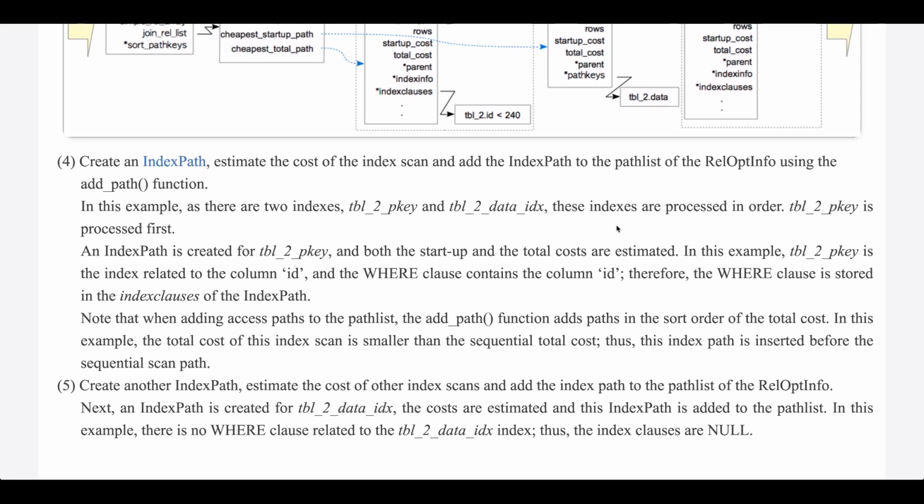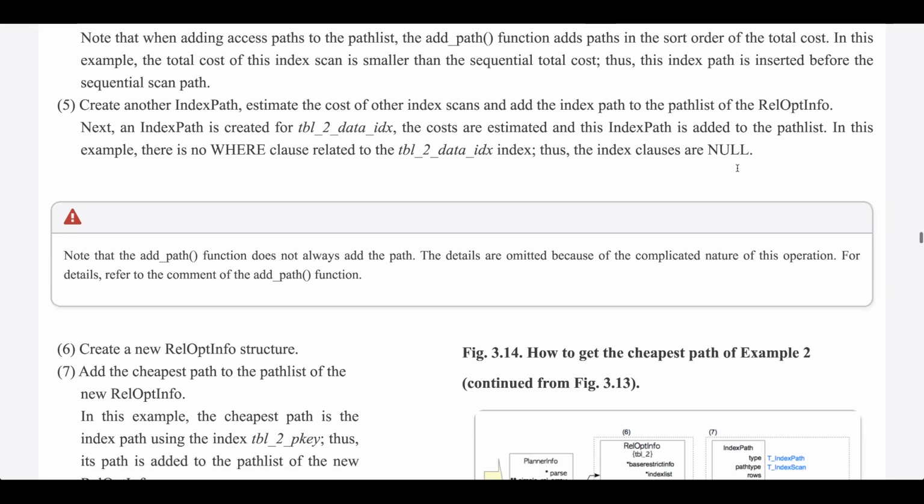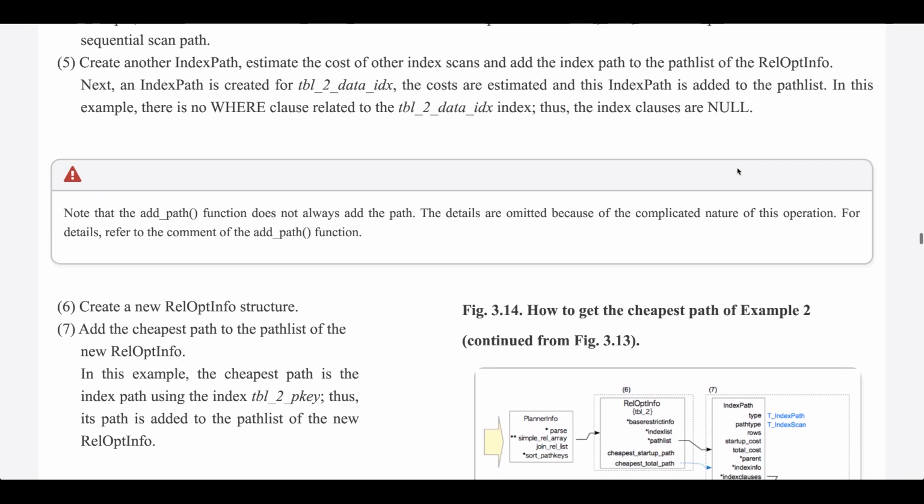Next, an index path is created for the table2 data index. The costs are estimated, and this index path is added to the path list. In this example, there is no where clause related to the table2 data index. Thus, the index clauses are null. Note that the add path function does not always add the path. The details are omitted because of the complicated nature of this operation.